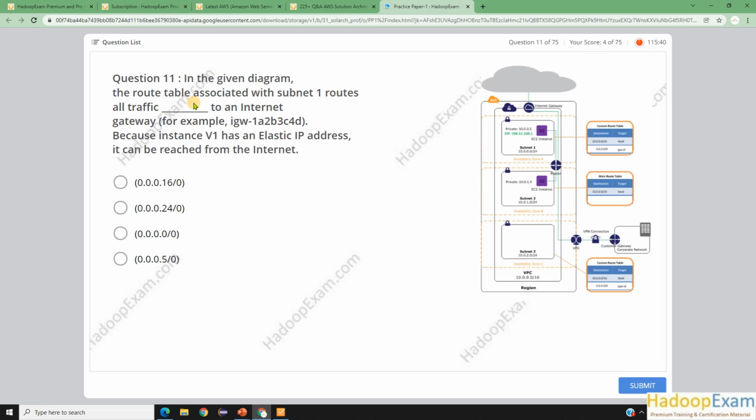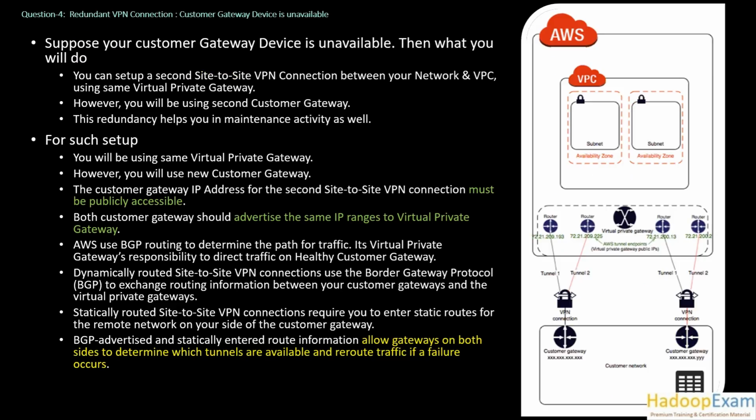What it's saying: the route table associated with subnet 1. So this is your subnet 1, and the route table is associated with this. The route table for subnet 1 routes all traffic for one of these IP addresses to an internet gateway. For example, because instance v1 has an elastic IP address, it can be reached from the internet. Which IP address do you need to associate with your subnet 1 route so that it can reach the internet gateway? Before answering this question, let's go and learn some concepts about question number 11.